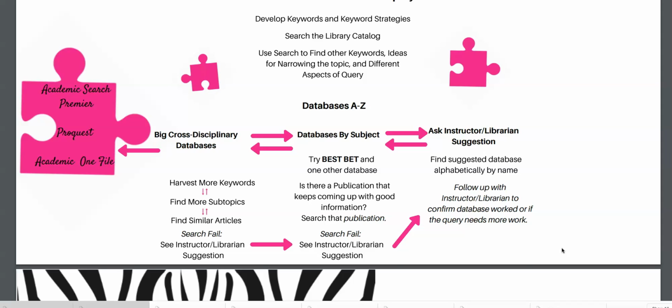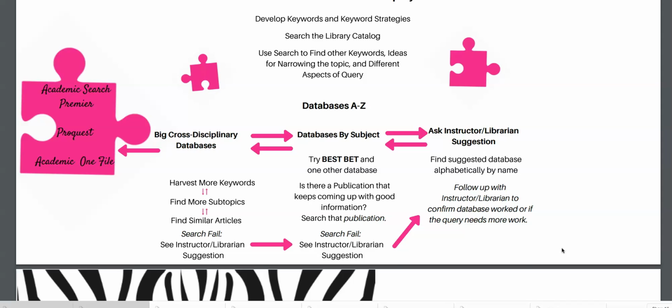Now, when you're in there and you're in these sometimes more specific databases, if there's a publication that keeps coming up with great information, you can search inside of that publication. It should be clear that you can click on it from there, but if not, hey, ask your librarian. I would be glad to show you this particular form of search.